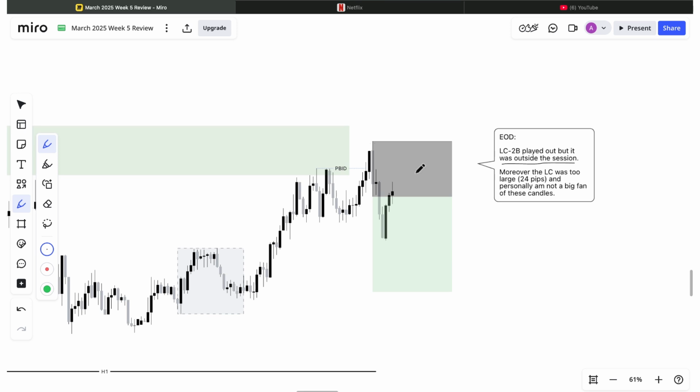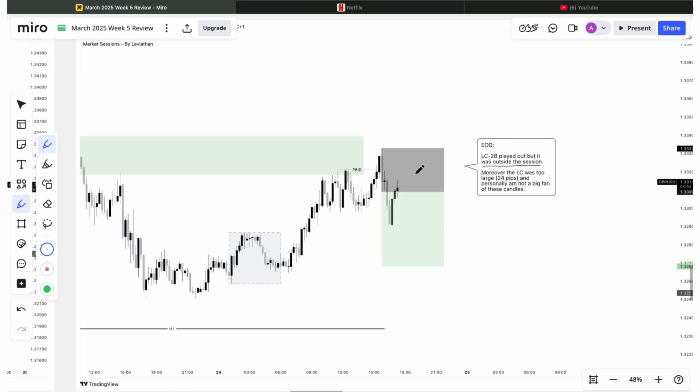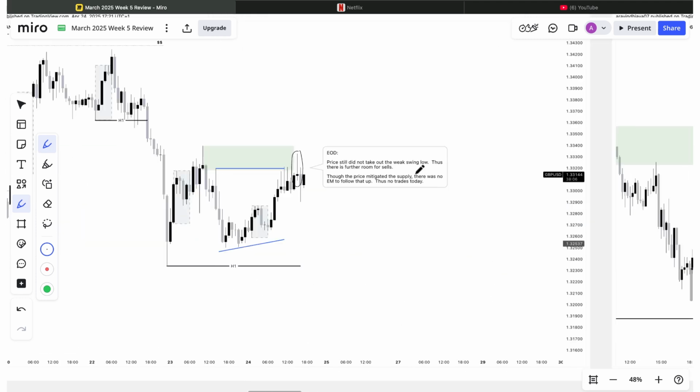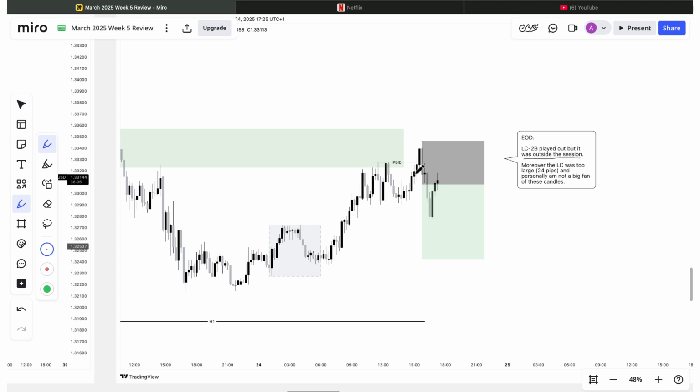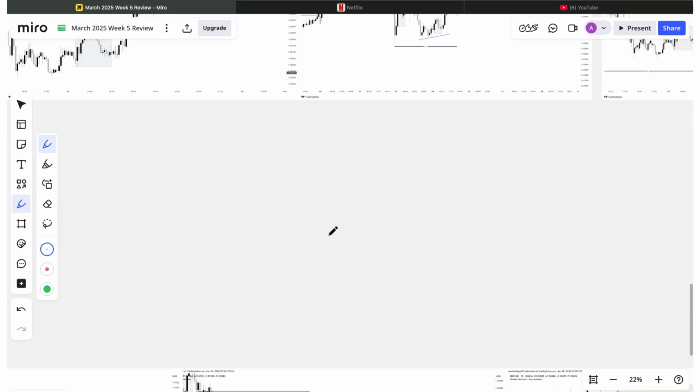So even if this played out, I would not have been in the trade because I don't like my liquidity candle to be large. There is no minimum limit, but there is a maximum limit of 15 to 16 pips. That's it. If that goes beyond 15 to 16 pips, up to 20 pips, after 15 pips I stop placing the displacement buffer and stop loss buffer. Above 20 pips, I stop trading. So this is how mechanical I am.